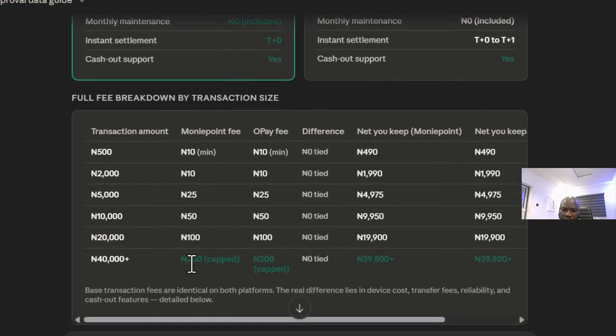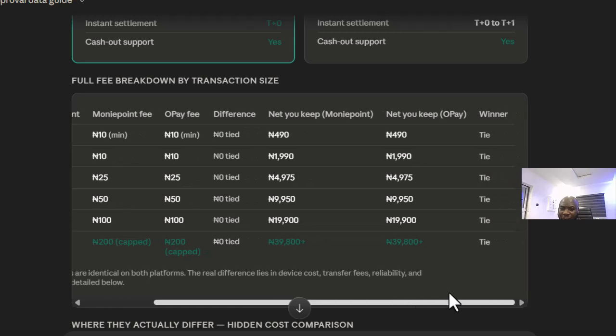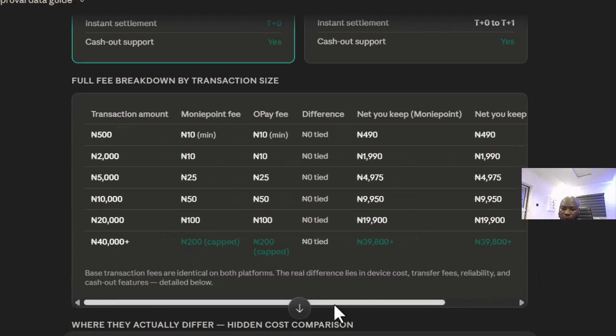And for 40,000 naira plus, it's just 200 naira capped, no more than 200 naira. So even if it's 50,000 naira, I think they are still going to charge the same amount because it's already capped, right? So that's the highest they charge. If there was more, we would have actually seen it right there. So I think both platforms are actually good and almost the same thing.